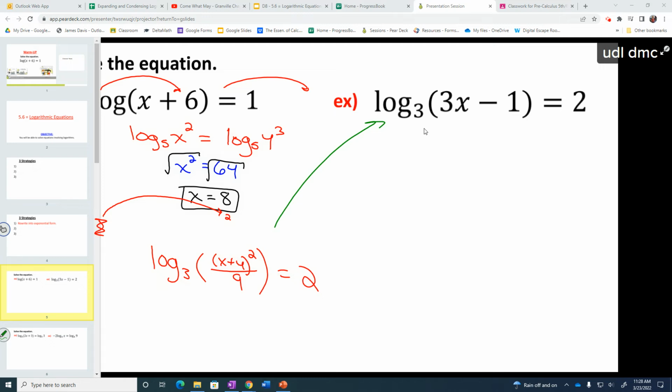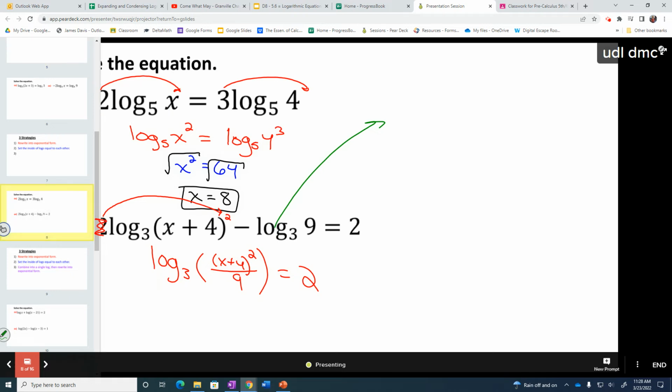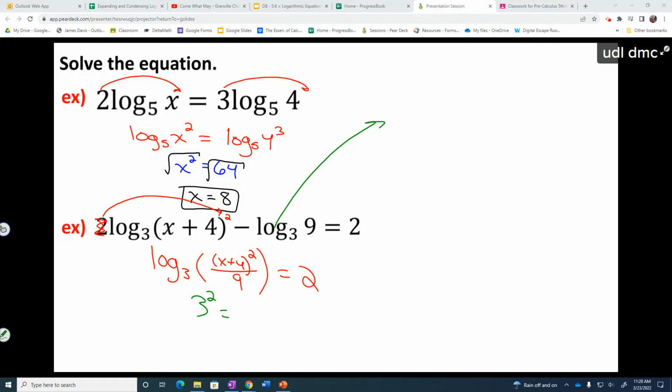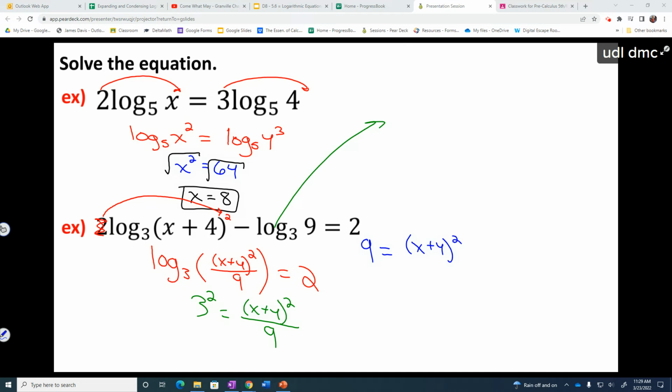So we're going to solve it now the same way. We're going to do it in exponential form. So now we can do 3 to the second power equals this, so it's kind of combining those two together. And now we're going to do 3 squared in exponential equals x plus 4 squared over 9. This is where you've got to know your algebra. Solving this isn't too hard on this one. So from here we wrote an exponential and did 3 to the second equals this. 3 squared is 9, and 9 equals x plus 4 squared over 9.